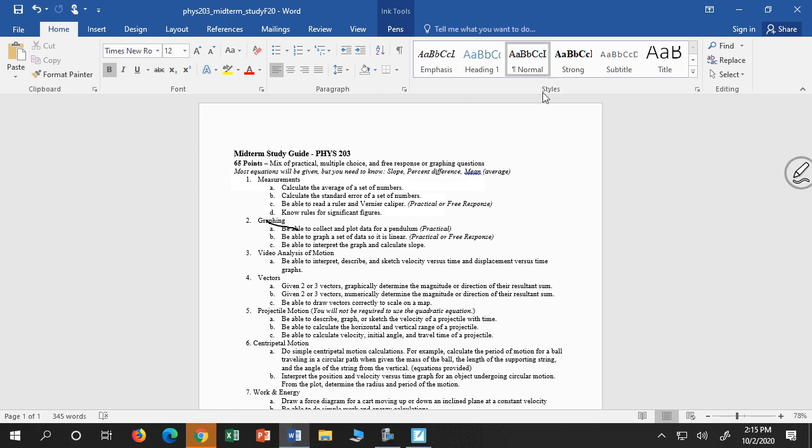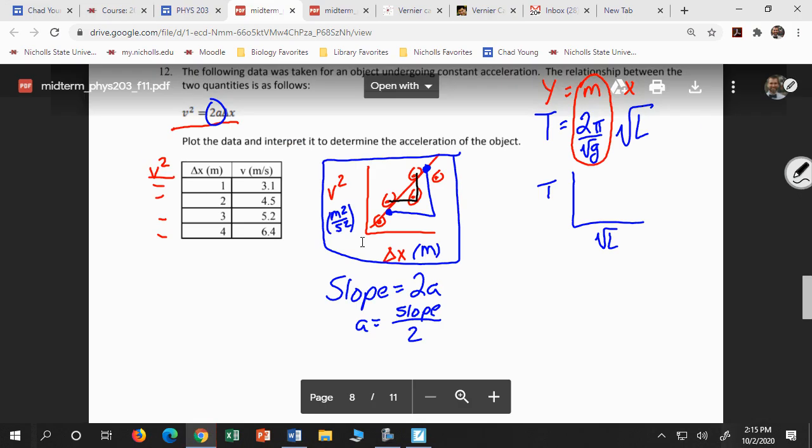graphing. In my class, I'm not going to expect you to do the pendulum. You might have to plot it, but I'm not going to ask you to actually do it as a practical. The only practical that you'll have in my lab is the caliper. Okay? The next topic is video analysis of motion.